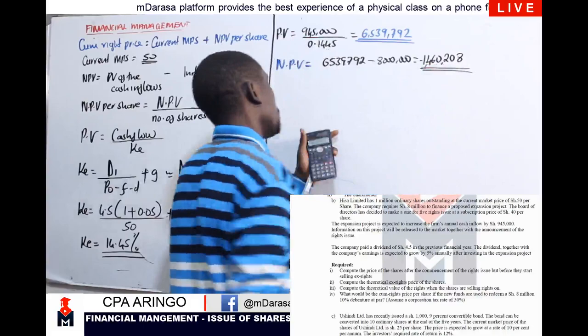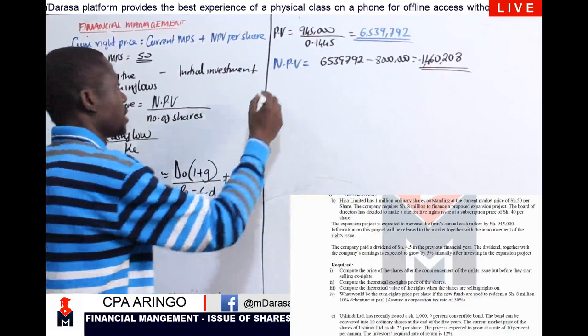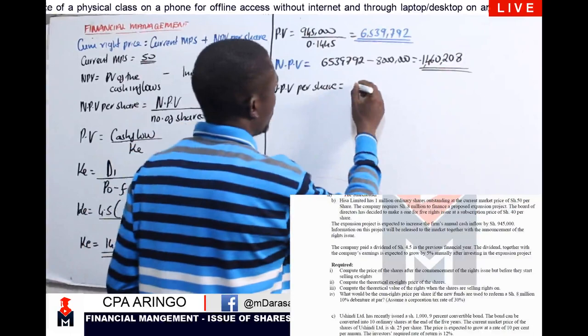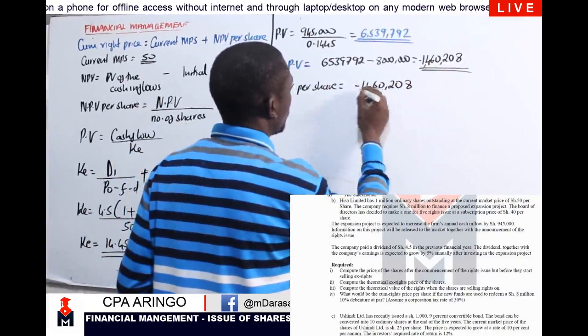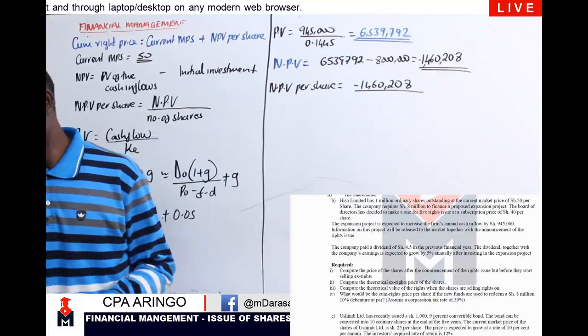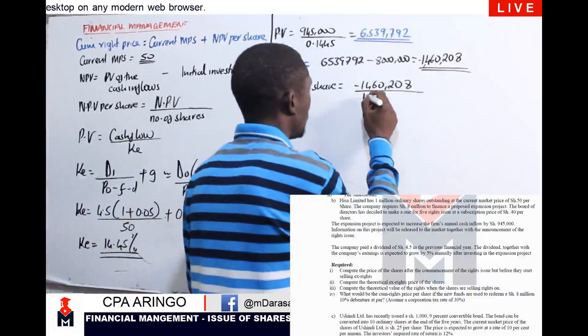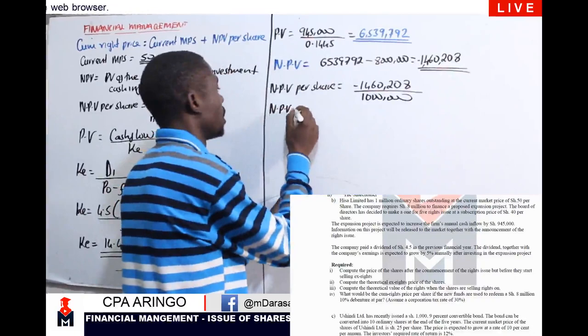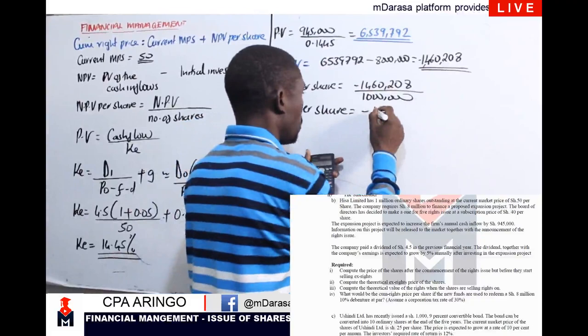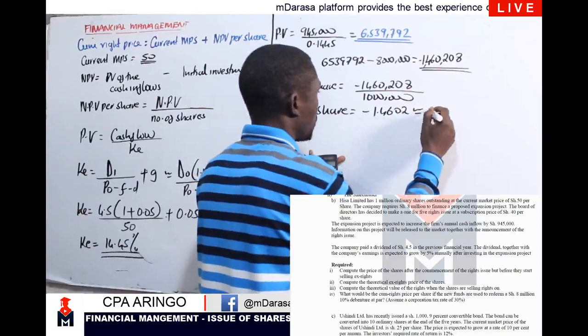Therefore, after we have determined that, NPV per share, we should be talking of the NPV that we determined, minus 1,460,208, right? Recall this. We divide by the number of shares. How many shares were we intending to raise? According to our question, we were intending to raise 1 million ordinary shares. So divide by 1 million here. So the NPV per share is a figure of negative 1.4602, which is just the same as saying negative 1.5.